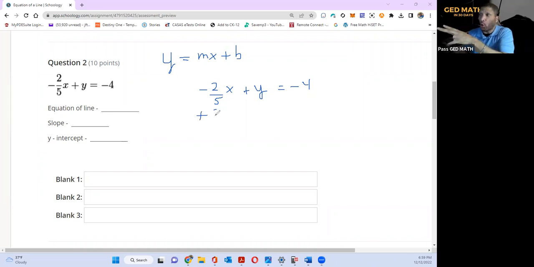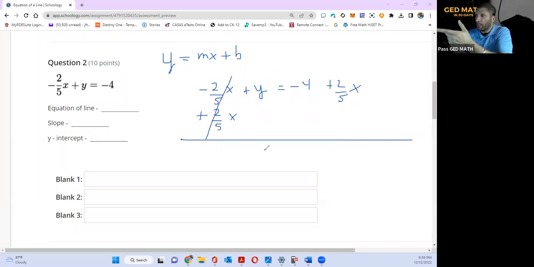So I need to move this whole term to the other side. The opposite of minus 2/5 x is positive 2/5 x. They cancel, bring down my y, bring down my equal. 2/5 x minus 4. I just changed the order again. What's the slope?